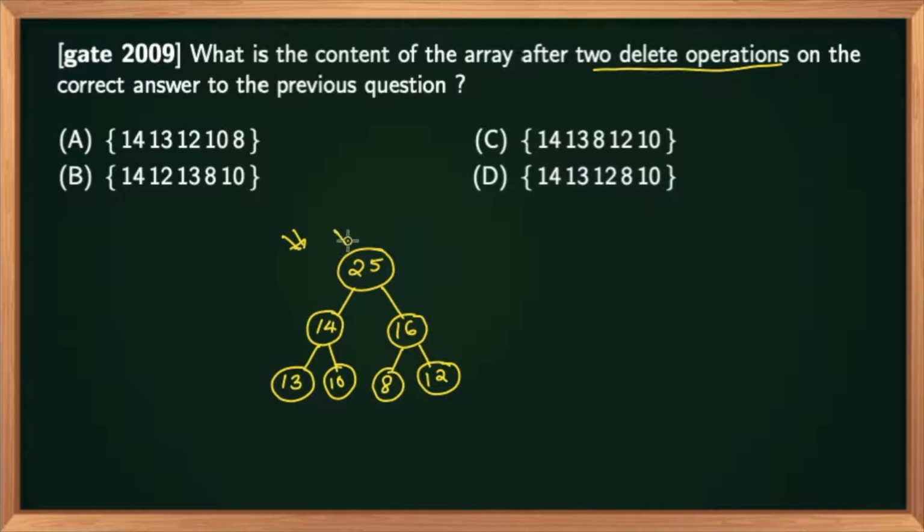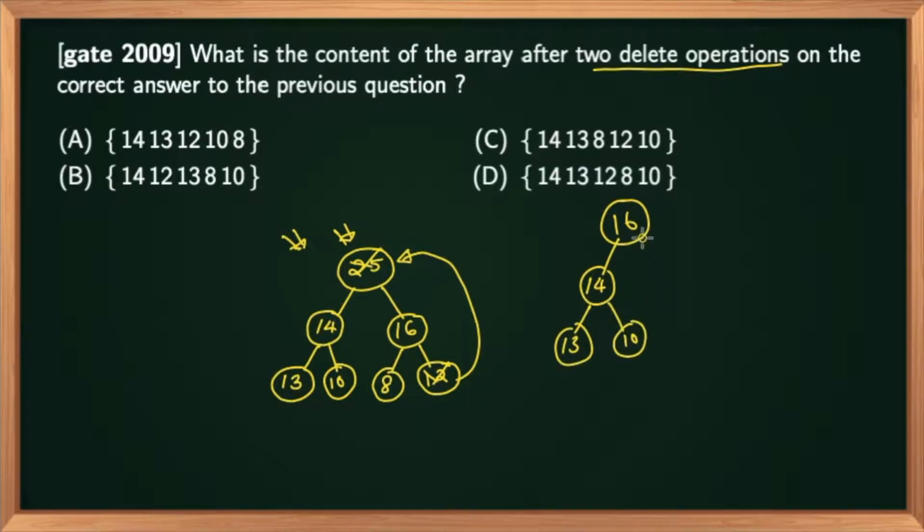That means we have to delete 25. Once we delete 25, what happens? Basically, we copy this 12 to the root, then we call heapify. If you compare these 2, 16 should be here, and on the left side there will not be any change. Under 14, you will have 13 and 10. Then here you can have 12 and 8. So this will be the result after we call heapify.